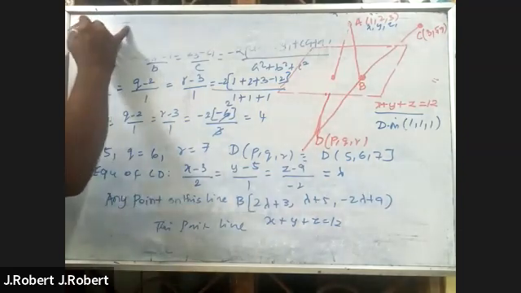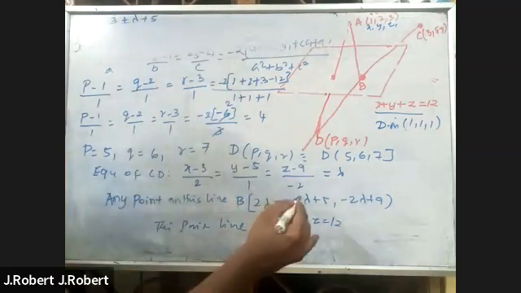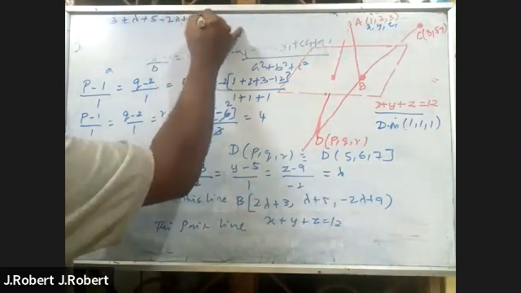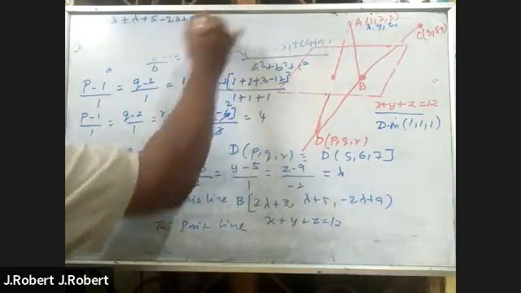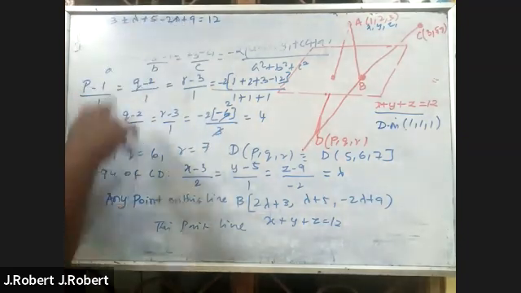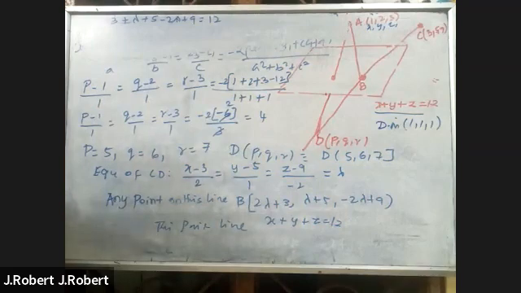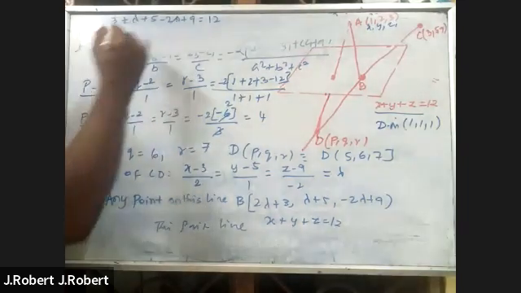அப்ப இதுல இருந்து போடணும்: 2 lambda plus 3, the next one plus lambda plus 5, the next one minus 2 lambda plus 9, which is equal to 12. Simplify பண்ணுங்க. 2 lambda minus 2 lambda cancel. Now we have 3 plus 5 is 8, 8 plus 9, which is equal to 12. Lambda is equal to minus 5.